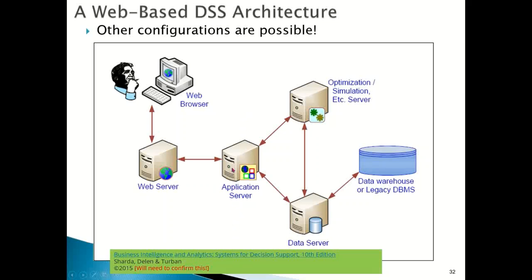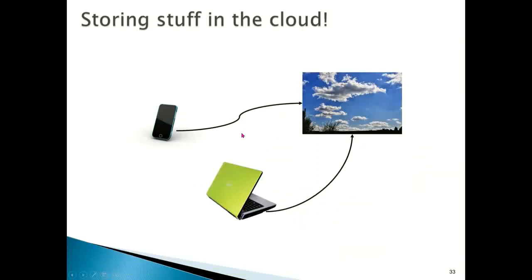So the way you arrange your architecture will depend on your requirements. You have a lot of flexibility, and you can grow your system gradually as your requirements grow. And nowadays, of course, we talk a lot about storing stuff in the cloud. We take pictures with our cell phones, and we will say, oh, they are in the cloud. Whether it is this cloud or that cloud, nobody knows.